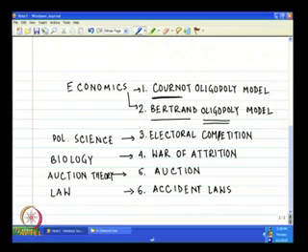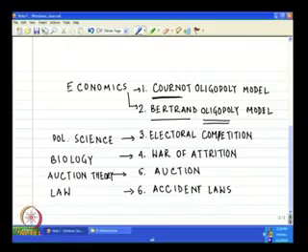Okay, now in the third topic, that is electoral competition, we are going to talk about how the candidates in a vote, in an election, decide on their agenda depending on the preferences of the voters, and whether we can predict what agenda they will pick up and what the equilibrium will be. In the fourth case, we are going to talk about war of attrition.